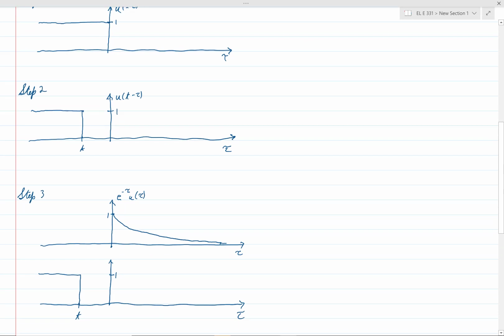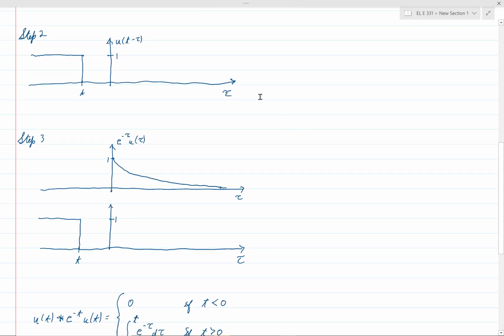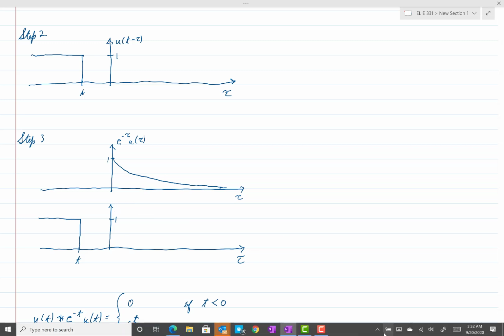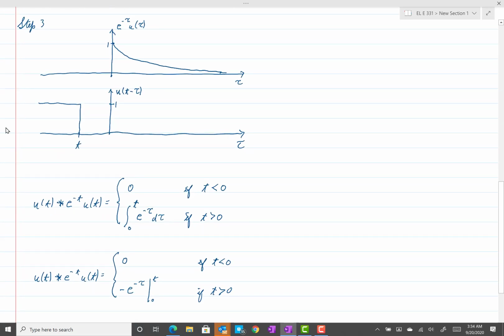And then in step 3, we draw both functions. So e to the minus tau, u of tau is up here. And this function, I think it's clear that's u of t minus tau, but I should write that in. So let me stop for just a moment and correct that. Okay, so now we have that written in there, u of t minus tau. And so we can clearly see that when t is less than 0, as long as t is less than 0, these two graphs don't overlap with each other, so we get 0.